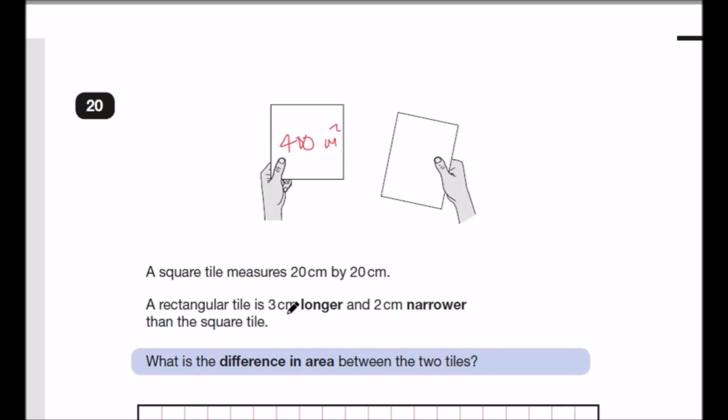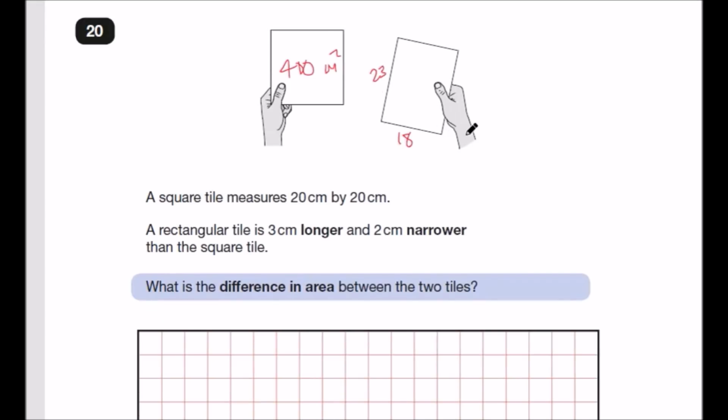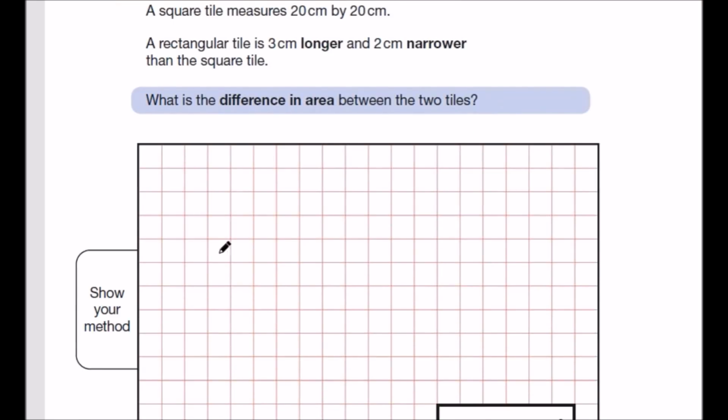So if it's 3 centimeters longer, that means one side has now become, instead of 20, it's become 23 centimeters. Whilst if another side is narrower, it means it's become shorter. So 20 subtract 2 will give us 18. Now, let's work out the area of this, and then that way we can subtract the total areas to find the difference. So 23 times 18, let's have a go at that.